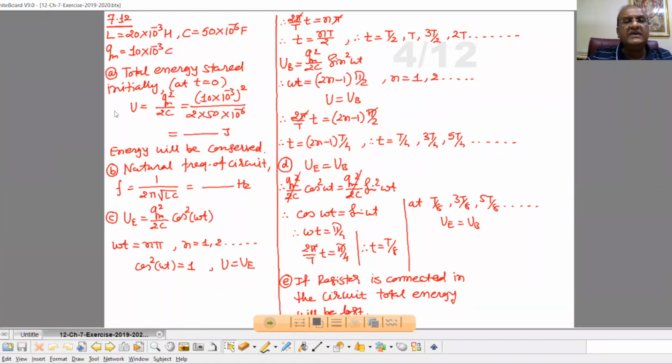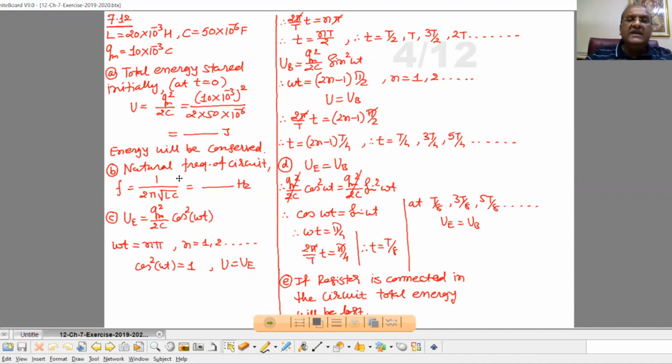So question A. Now initially the total energy. So total energy stored initially means at time t equal to 0, that is the electric energy stored in the capacitor. So that is Qm square by 2C. Qm, that is 10 into 10 raised to minus 3. C, that is 50 into 10 raised to minus 6. All this one, you will get energy. And this energy will be conserved. We discussed in the theory.